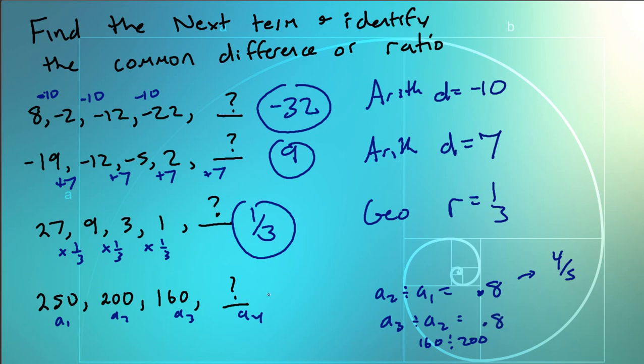So in order to find this term, I'm going to do 160 times 0.8. So 160 times 0.8, and that gives me 128. So that was geometric because I was repeatedly multiplying by something with a common ratio of 0.8 or 4/5.